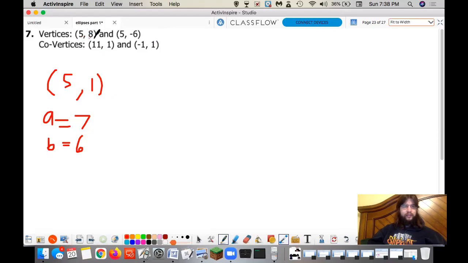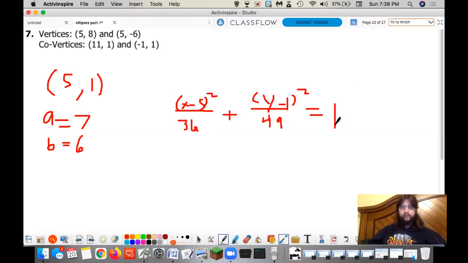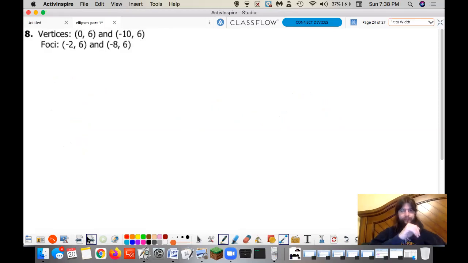And again, what stayed the same on the vertices? The x did. So this is a vertical. If the x stayed the same, the y changed, so that makes it vertical. X minus 5 squared, y minus 1 squared, 49, 36, and it's got to equal 1. So ladies and gents, this should not be too difficult for you.